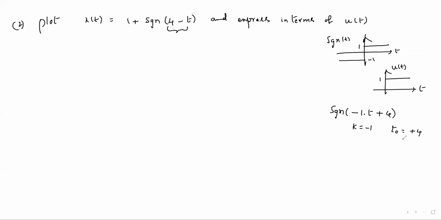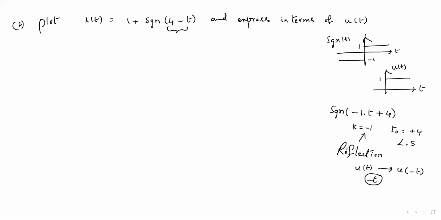Whenever plus 4 is there, this is a left shift operation. Whenever the scaling constant is minus 1, this operation is nothing but reflection, because we know that the reflected signal of u of t is u of minus t. So t is multiplied with minus 1. To get the reflection, t is multiplied with minus 1. So this scaling operation is nothing but reflection.